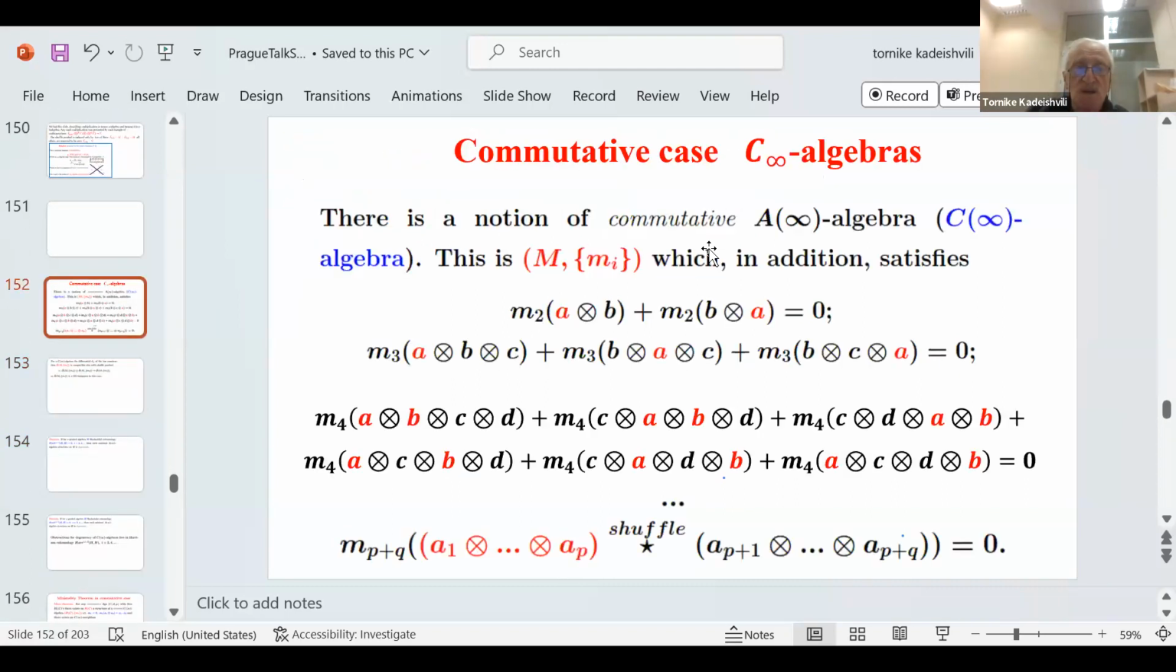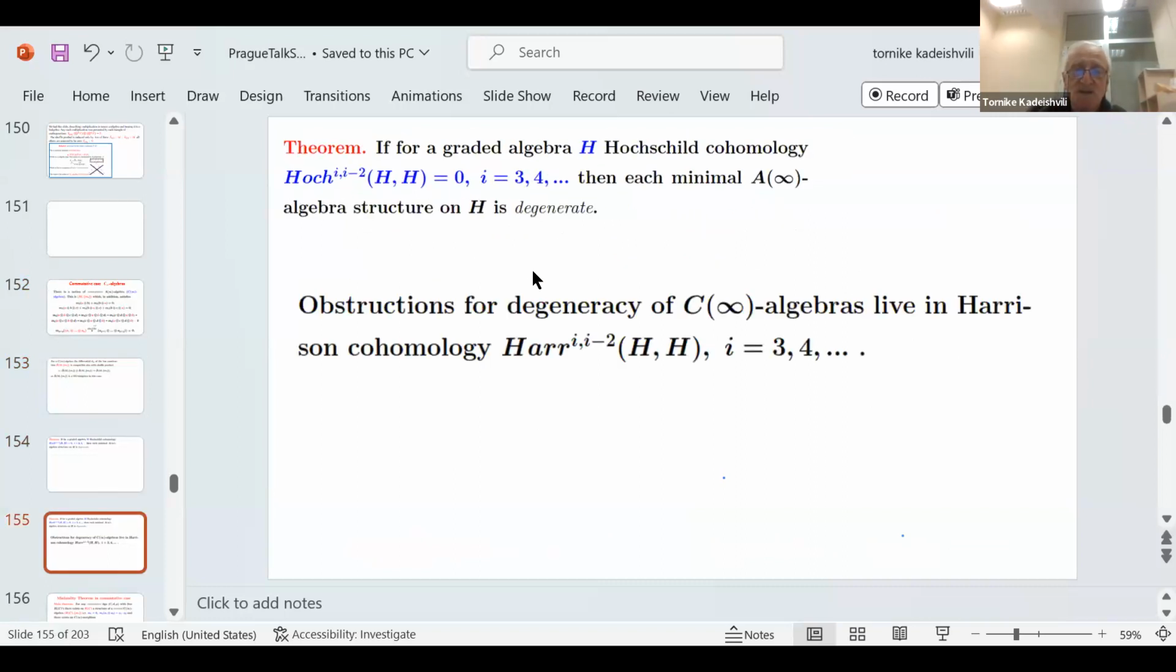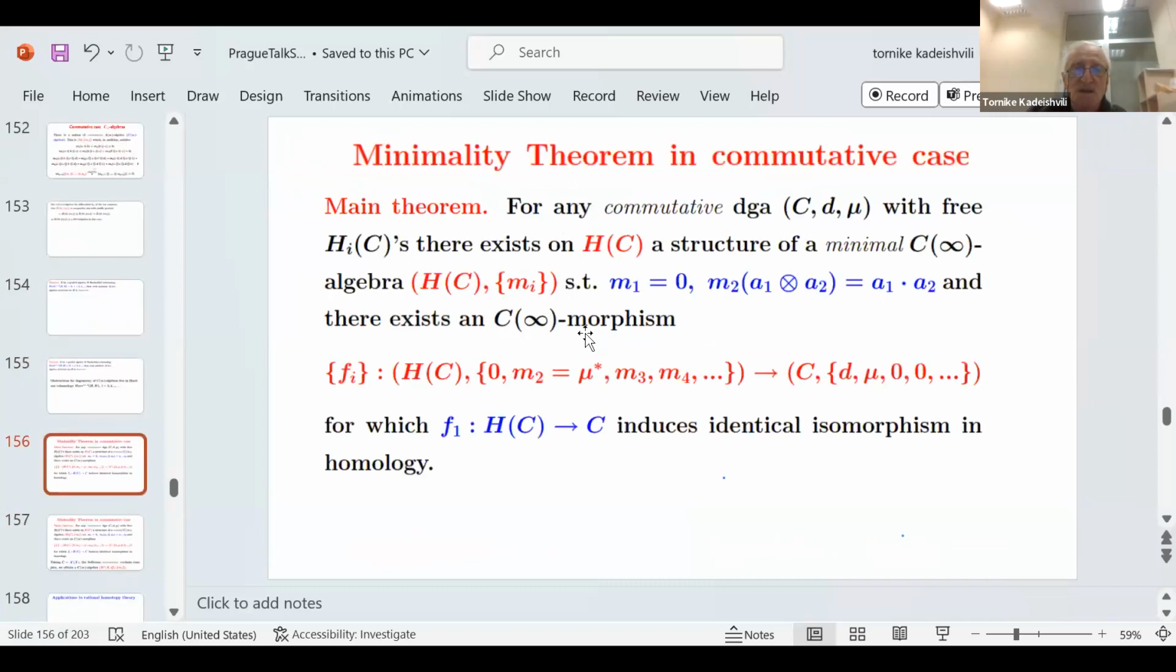And what is good in an infinity algebra is that the bar construction, with respect to the shuffle product, was a tensor coalgebra, but now it is also an algebra. So it is a Hopf algebra. It has multiplication and co-multiplication simultaneously. And obstructions are in Harrison cohomology.